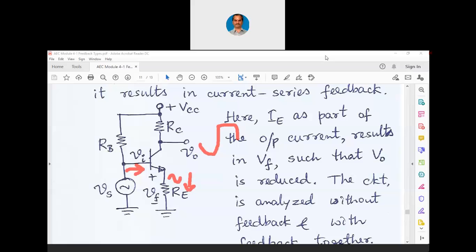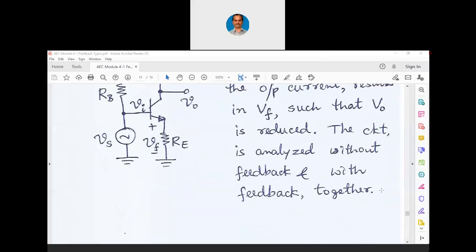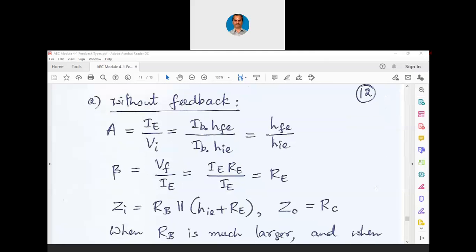Now the circuit is analyzed without feedback and with feedback together. Let us see how to do that. Let us first see without any feedback and later we will see with feedback. Now, as I am moving my PDF page, you will have to remember that diagram. That is basically a common emitter amplifier without the bypass capacitance. You will have to recall that diagram whenever we discuss this equation.